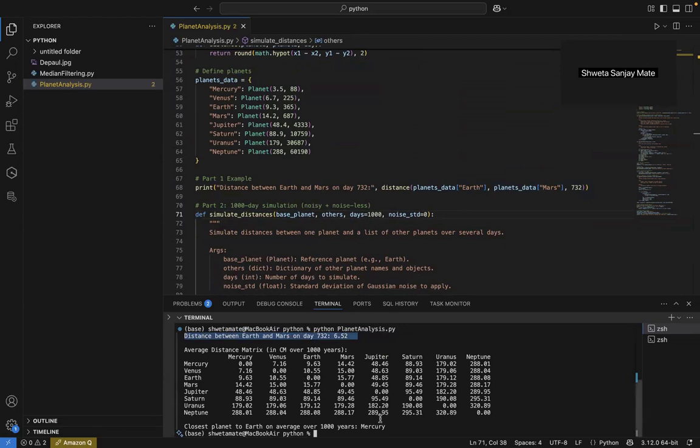So this is the rest of the output printed, which is the average distance metrics and the closest planet to Earth on average over 1,000 years, which is Mercury. So the second question is, how do the position and the distance functions work?